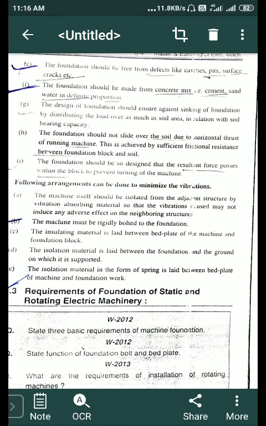The next point is isolation material is laid between the foundation and the ground on which it is supported. This means you have to also use isolation material between the foundation and the ground. And the last point is foundation material in the form of springs is laid between the bed plate of the machine and the foundation work. This means you have to use isolation material in the form of springs between the bed plate of the machine and the foundation work.